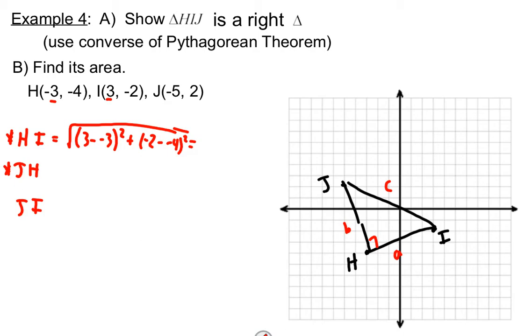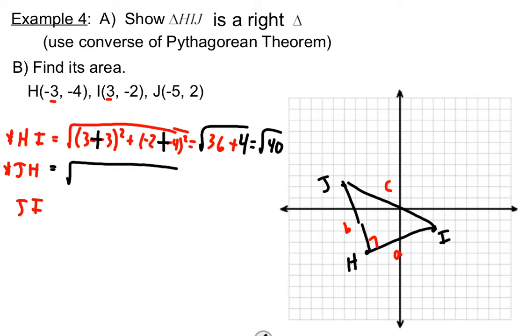So 3 minus a -3 becomes 3 plus 3, which is 6. If I square that, I get 36. And then plus -2 minus a -4 becomes a minus, and there becomes a plus. And so I'll put those in there. We end up getting 2 squared, which is 4, which ends up giving us the square root of 40. And I wouldn't break those down at this point, just leave them like that because we're just going to square them later anyways.